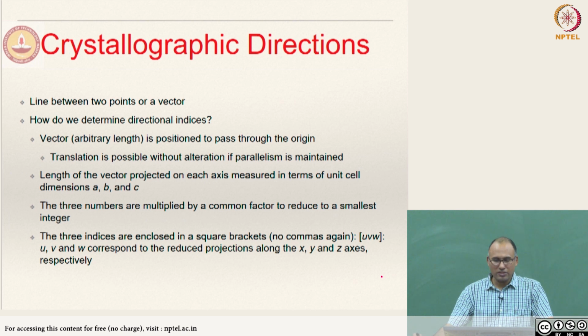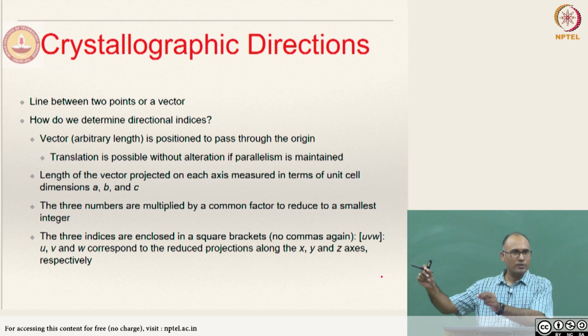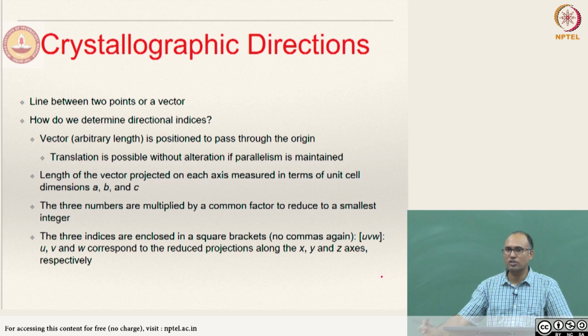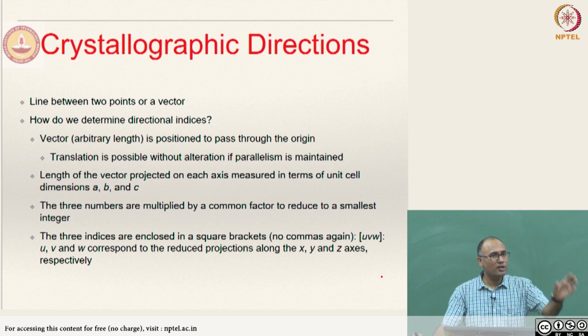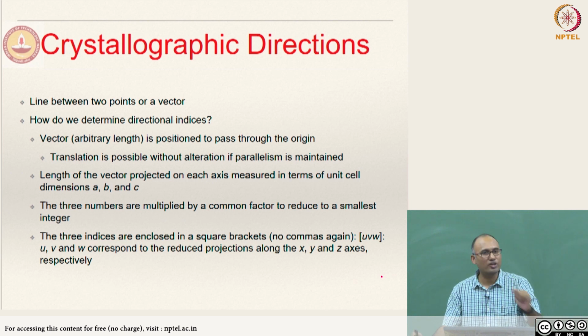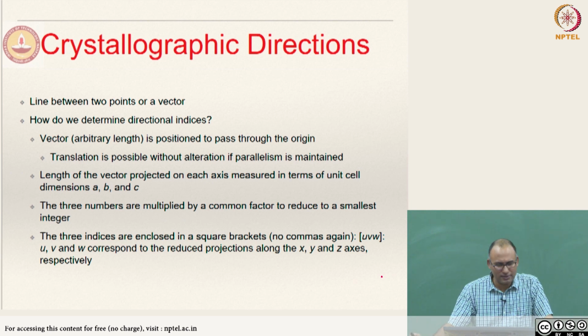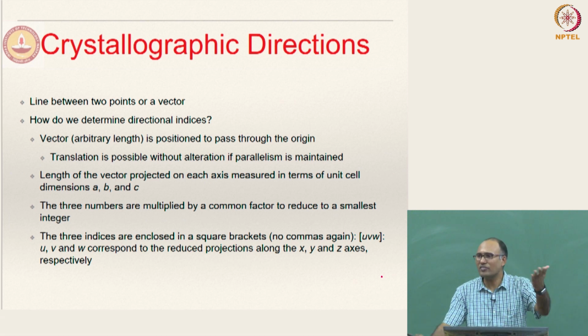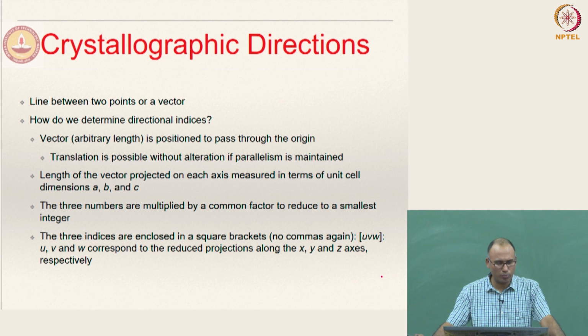First, the vector is positioned to pass through the origin. You may have the vector anywhere, but then you can translate it such that it goes through the origin. That is the first thing that you will do. Or you move the unit cell such that one of the ends of the vector meets the origin. Both of them are possible, both of them are equal. And the length of the vector projected on each axis is measured in terms of unit cell dimensions, like what we have done for a point. It is very similar to a point.